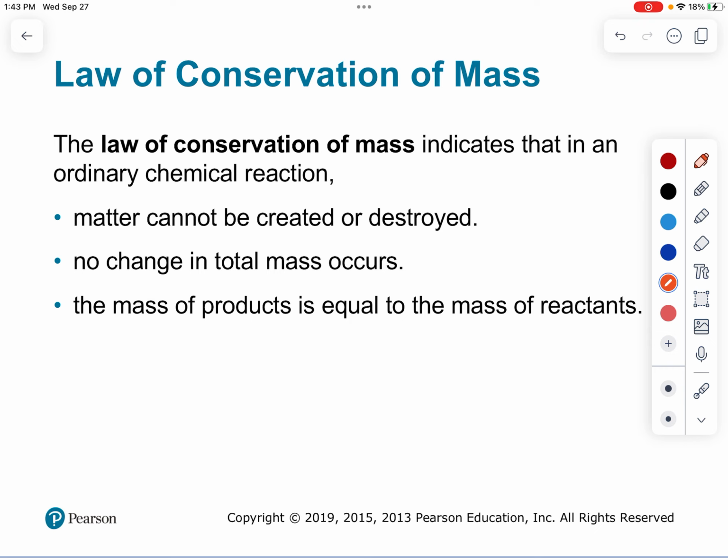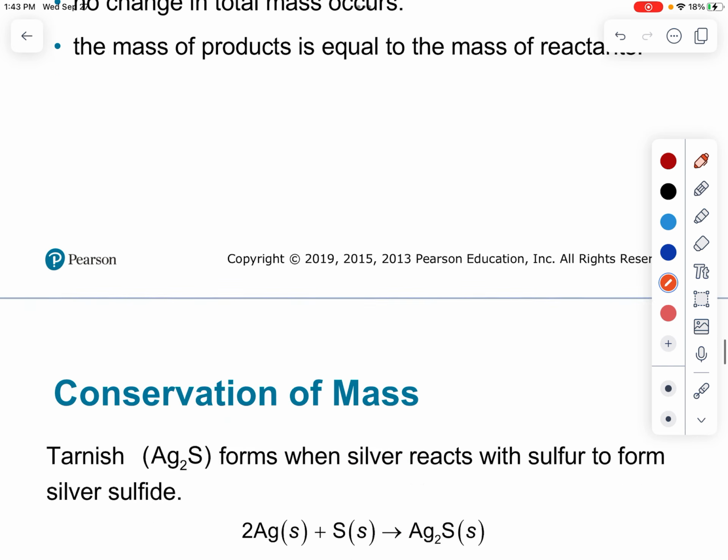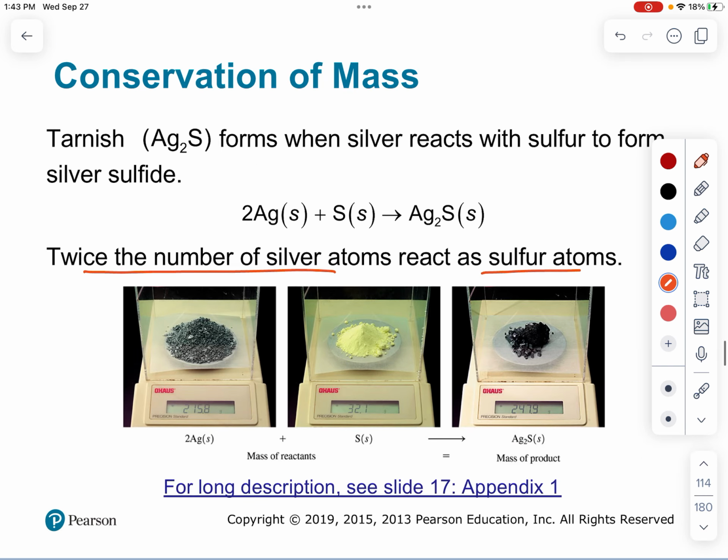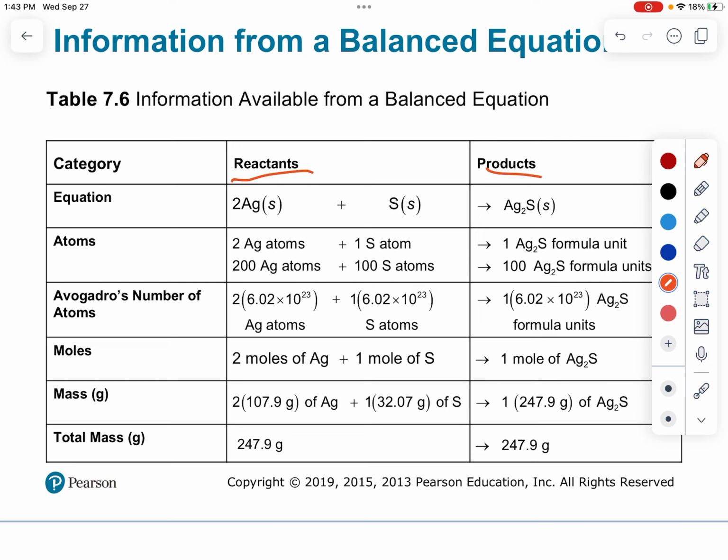And part of what I was talking about is the outcome of the law of conservation of mass. That says that in a chemical reaction, matter is not created or destroyed, and no change in total mass occurs. And so the mass of the products is equal to the mass of the reactants. And this table is just a demonstration. If they've added up all the masses on the left, they get 247.9 grams, and then they add up all the mass of the products, and they get 247.9. So they're equal.